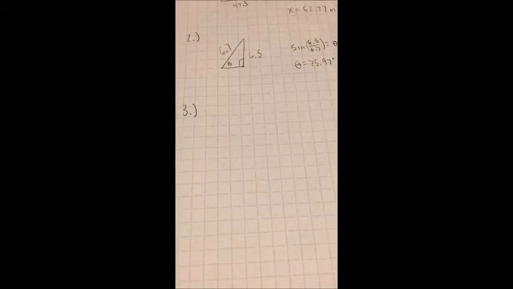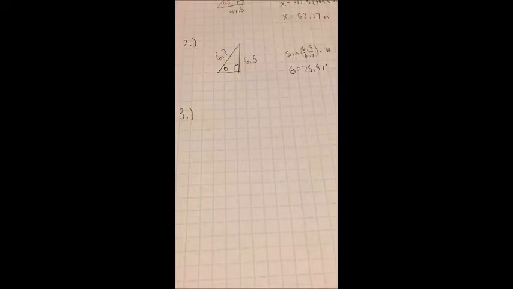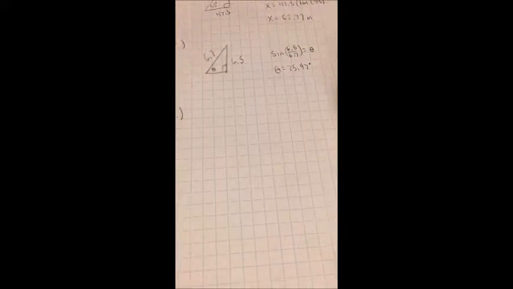Problem 3 is asking you two questions. It's asking you to find an angle, and it's also asking you to find the hypotenuse. So once again, we're going to draw our right triangle picture.